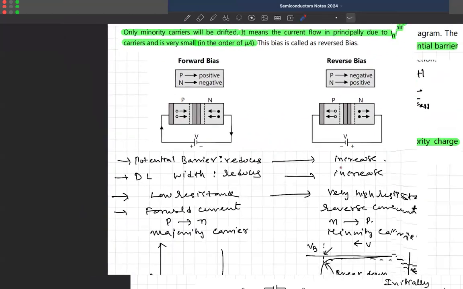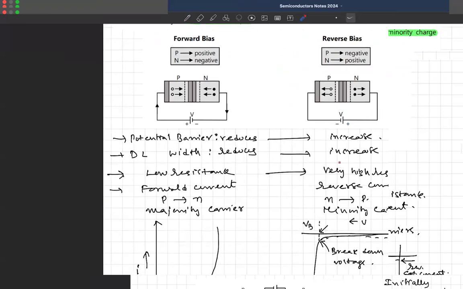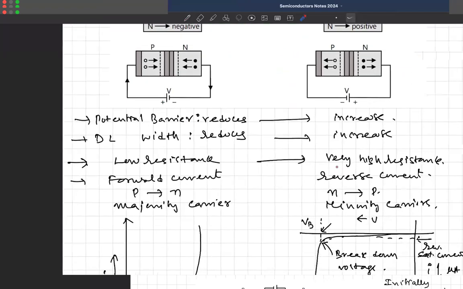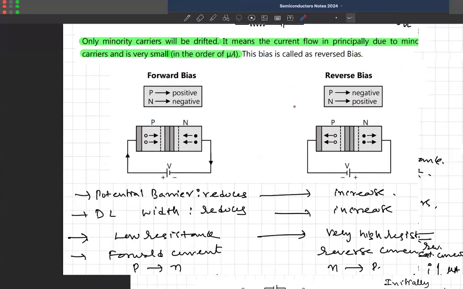Now, a few small observations, I'll try to compare both. So you have a forward biased condition here, and you have a reverse biased condition here.